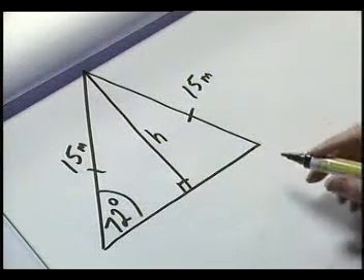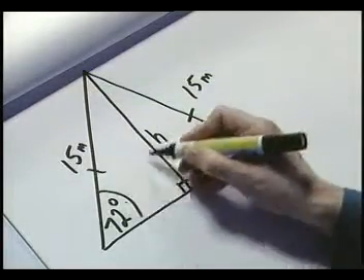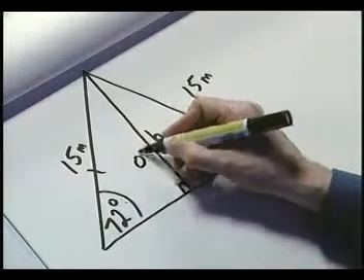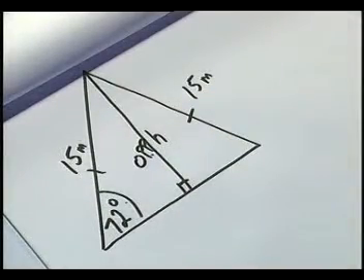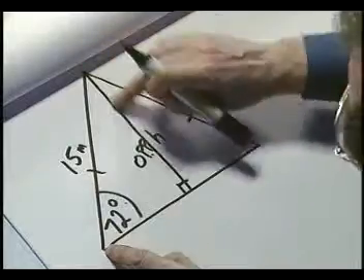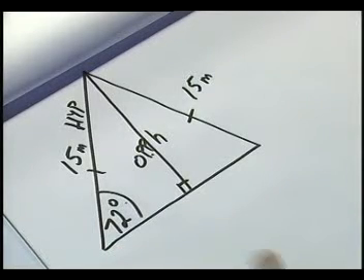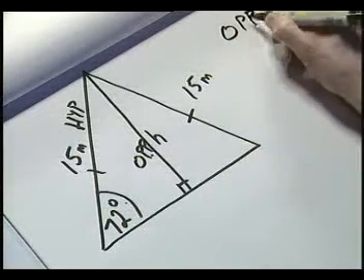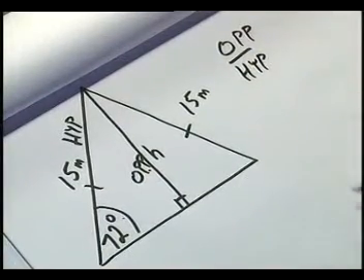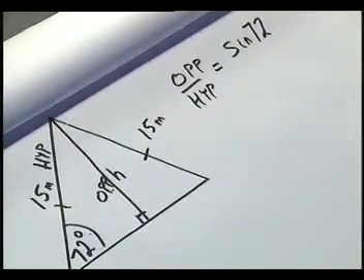So, let's label our sides. This side, the one we want to find, is across from the angle. It is opposite to the angle, and so it becomes the opposite side. This side here is opposite the right angle. It's the longest side in the right angled triangle, and so it's the hypotenuse. What trig ratio connects opposite and hypotenuse? The answer is sine. And so the opposite over the hypotenuse is equal to the sine of 72 degrees.